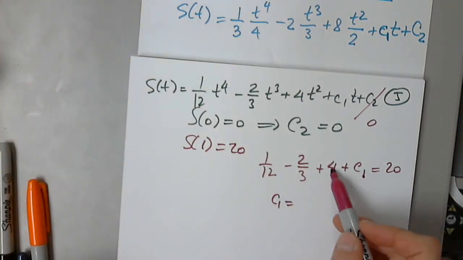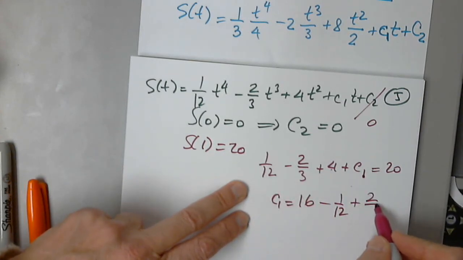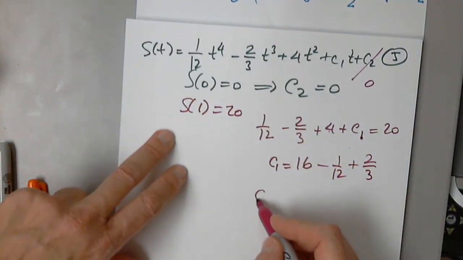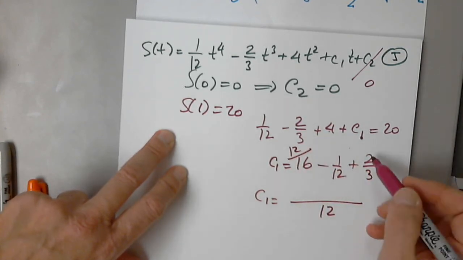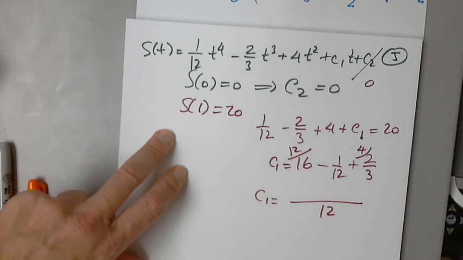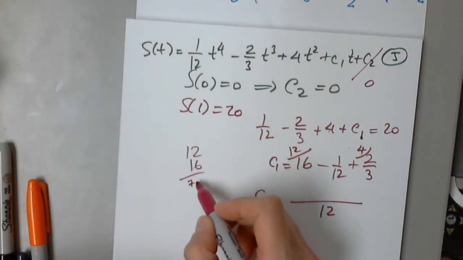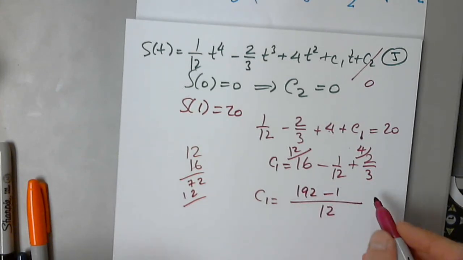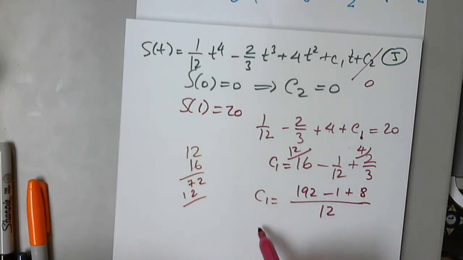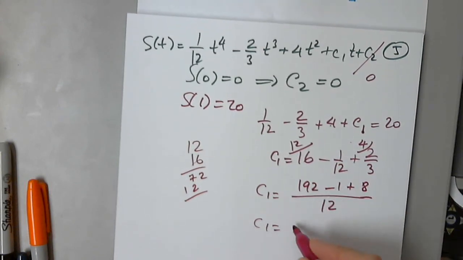Okay, so C1 equals 20 minus 4, which is 16. I move negative 1 over 12 and plus 2/3. The least common denominator is 12. This one gets a 12, and this one gets a 4. How much is 12 times 16? I'm lazy today. So 72, 192, correct me if I'm wrong, please. Minus 1 plus 8. Is this okay? So this is plus 7. So I got 199 over 12.